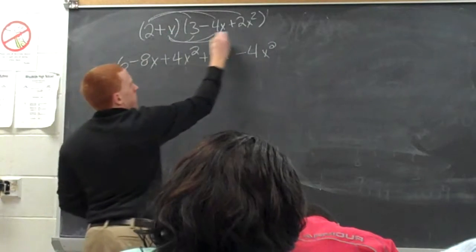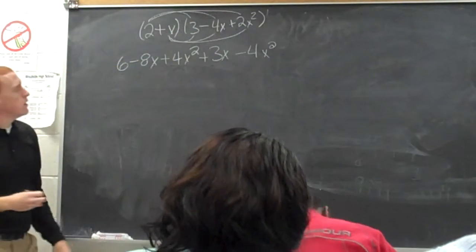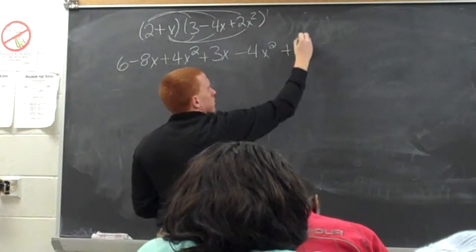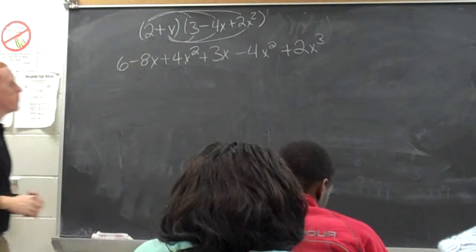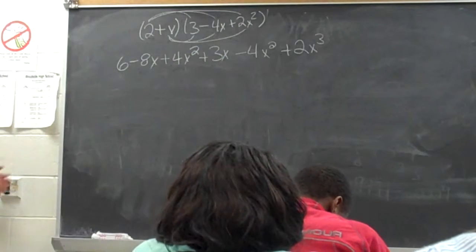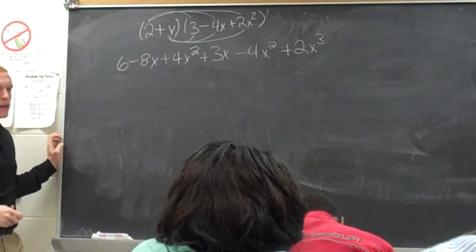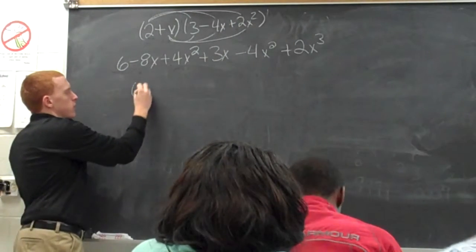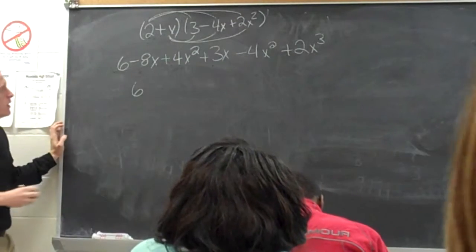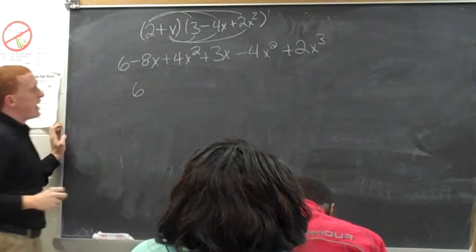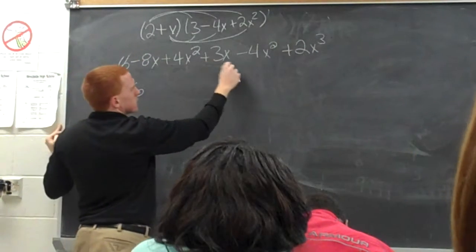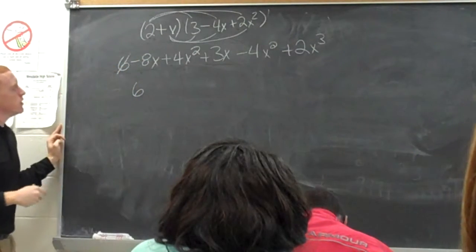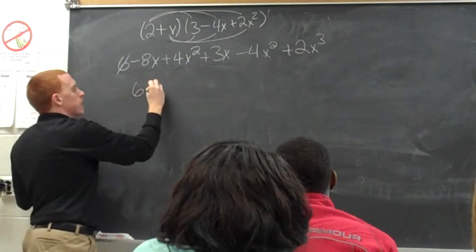Now on to the last step. So I still have 2x cubed. Okay, so let's get like terms. Let's see a 6. Any other plain numbers? No, so just a 6. I see a negative 8x. I see a 3x. Negative 8x, 3x, so that is a negative 5x.